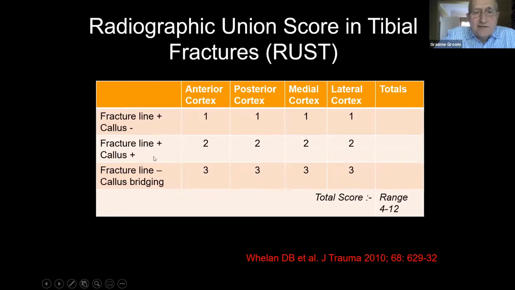If you can see the fracture line, but there is callus in all those areas, that will add up to a score of 8. And then there's that awful is it, isn't it united moment where the clinical input might help. If the fracture line is no longer visible and the callus is bridging, then the score will be 12 and the fracture will be united. I haven't come across this scoring system before, but it looks as though it has potential.